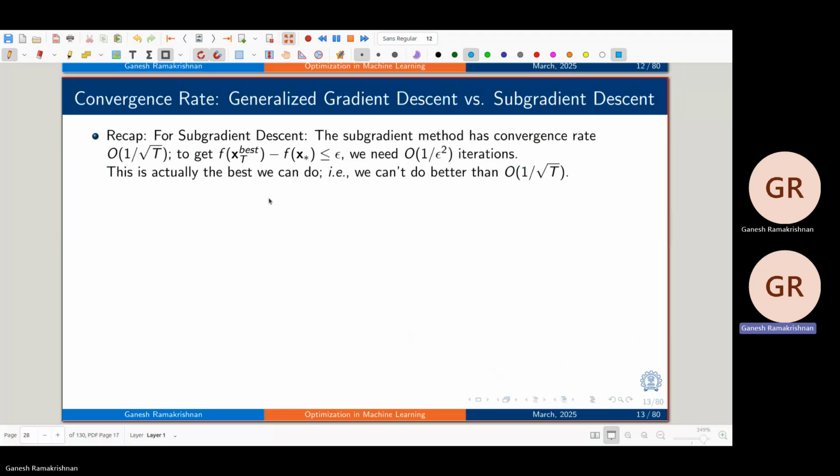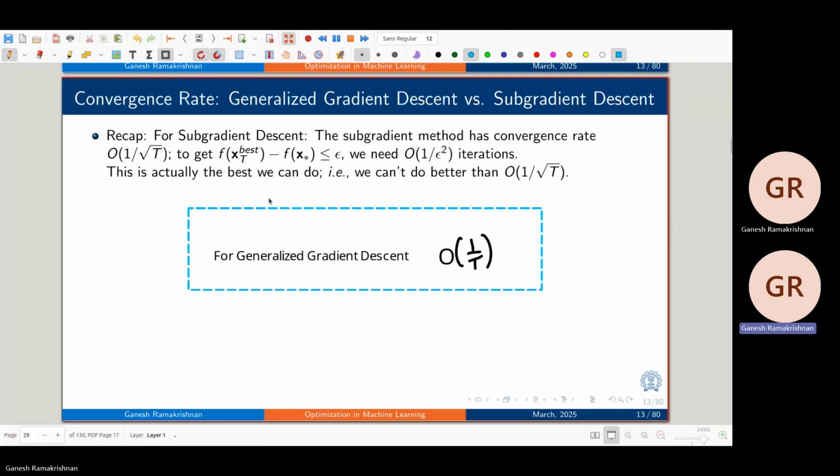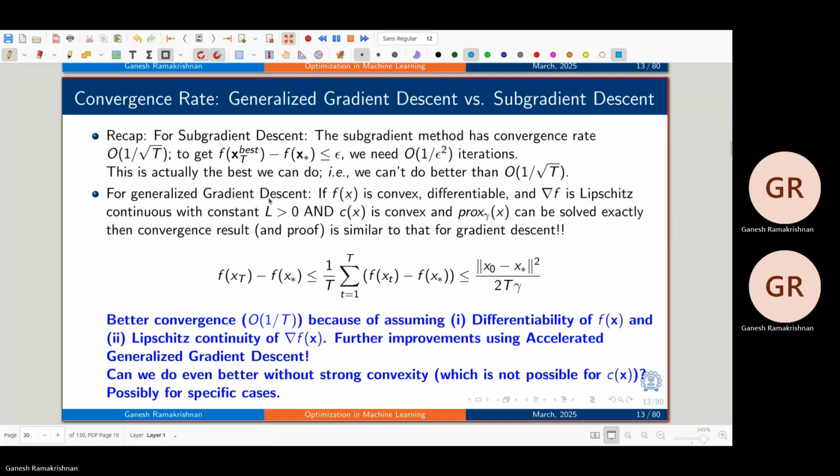Okay, so just to contrast, put on record, for subgradient descent, we got order 1 upon square root t. For generalized gradient descent, it's order of 1 upon t. We have done better. And what has got us better? Because of assuming differentiability of f. Because subgradient did not even assume differentiability of f, and Lipschitz continuity of, sorry, this is Lipschitz continuity of f. Make that correction.